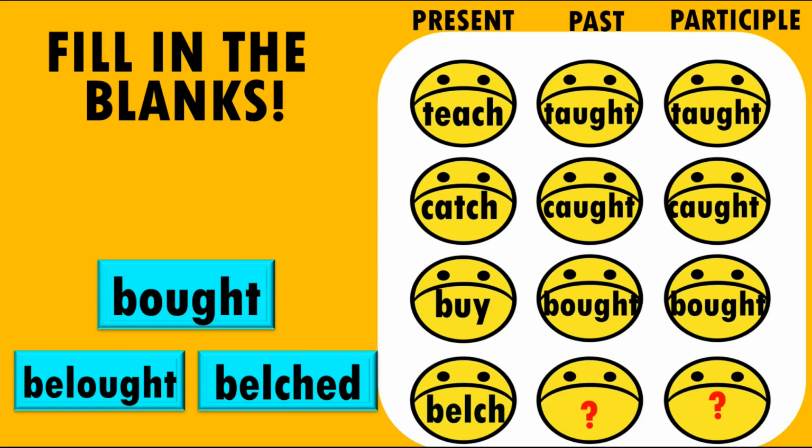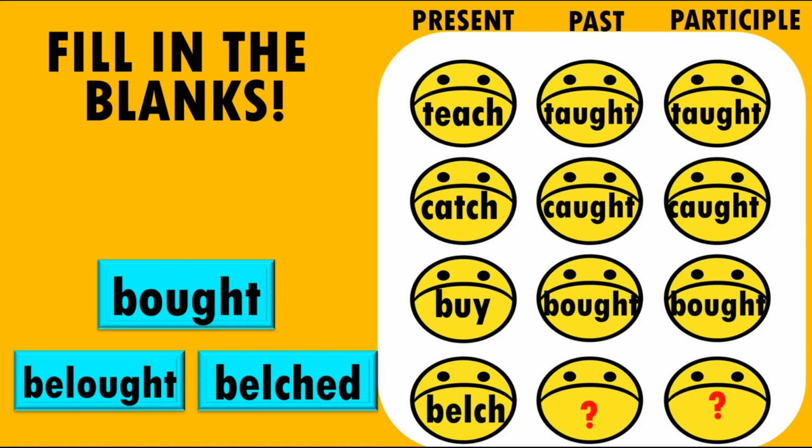So here I have three verbs which belong to me, and of course the verb that belongs to you is belch. Now let us look at my verbs. I have teach, catch, and buy. And the past tense for teach is taught, and the past participle is taught. So if you notice, there's just one change. For catch, it is caught, caught. For buy, it is bought, bought.